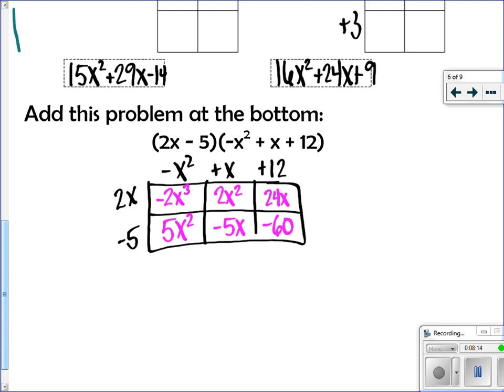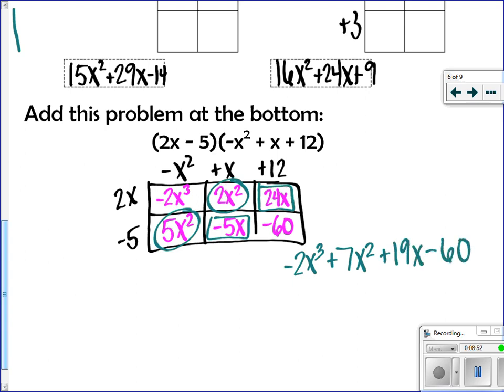Okay. It's the same kind of pattern though. When we have this box, it's the same setup. The top left is usually always the term with your highest degree, highest exponent. So negative 2x cubed. And then the diagonals, like bottom left and top right, are usually the ones that combine. So 5x squared plus 2x squared, what does that give you? Add them. Combine them. 7x squared. And then 24x and negative 5x. What does that give you? 19x. And then minus 60.